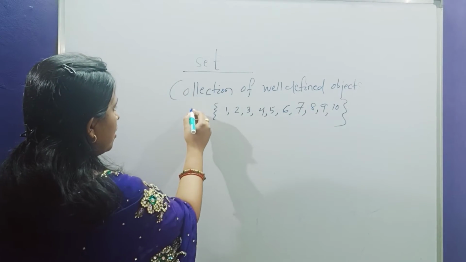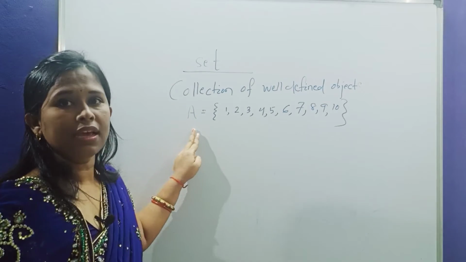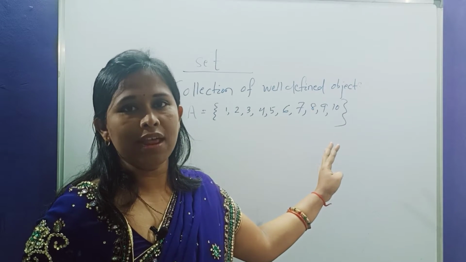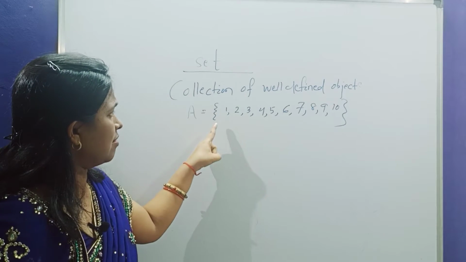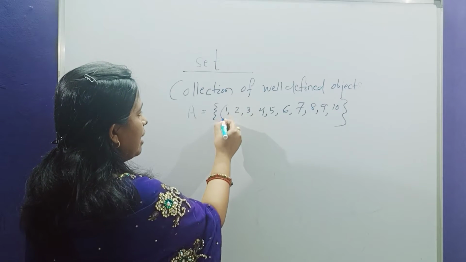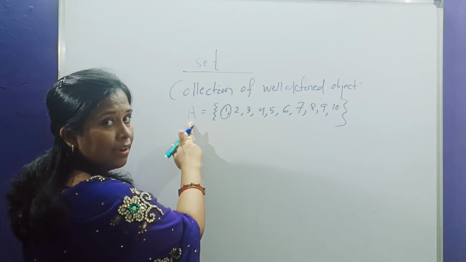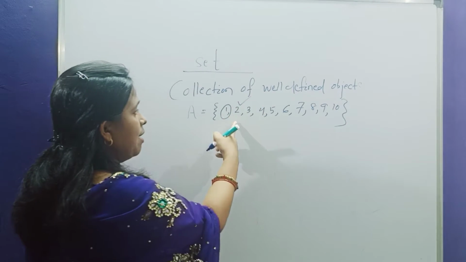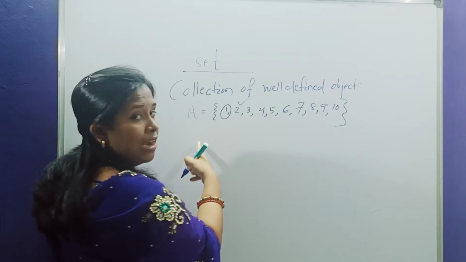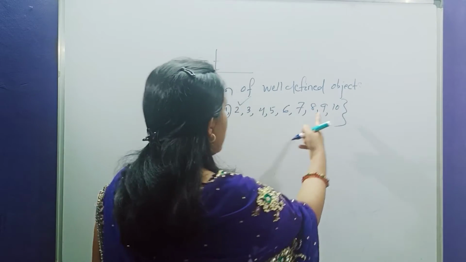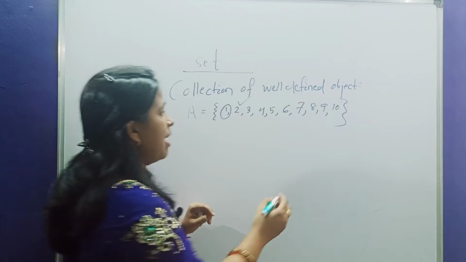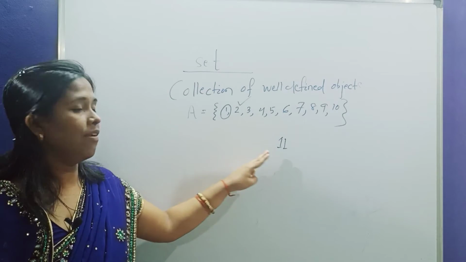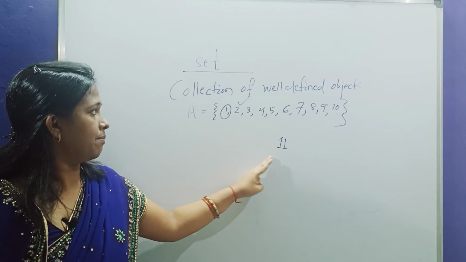Here we denote the set with capital alphabets, and the elements we denote with small alphabets. And what is an element here? If I am writing 1 in this set, 1 is an element of set A. Similarly, 2 is an element of set A, 3 is one element of set A, and 10 is also an element of set A. If I am writing 11, is 11 an element of set A? No, 11 is not an element of set A.